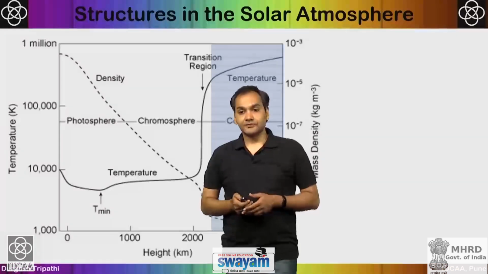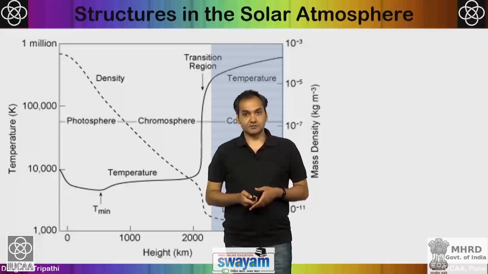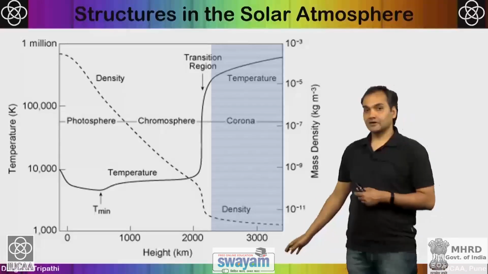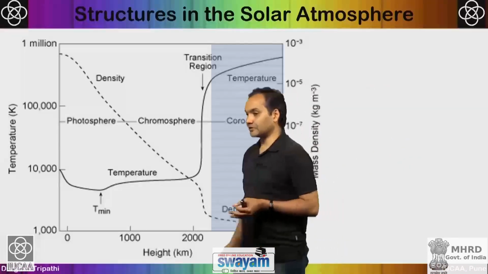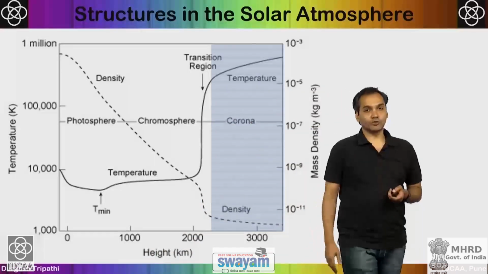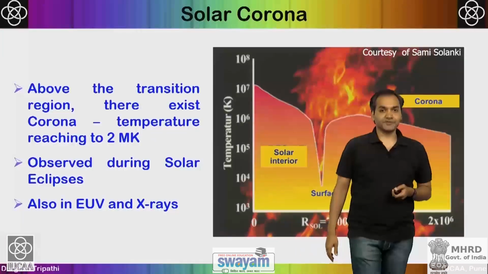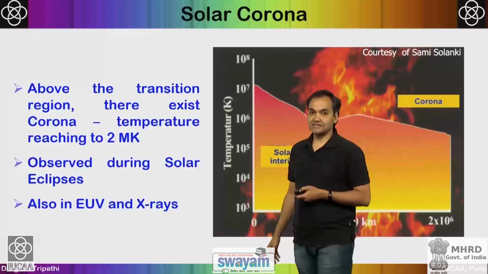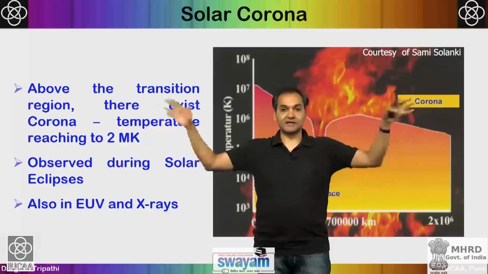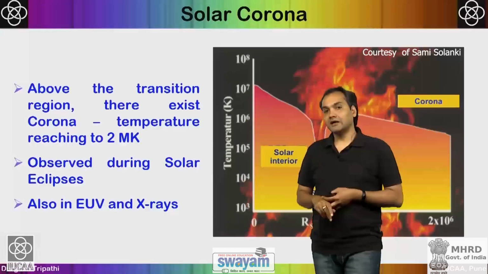Now, let us look into the corona, the uppermost region of the atmosphere, where you see that the density has completely depleted. Now, it is 10 to the power 7, 10 to the power 8 per centimeter cube, where the temperature has gone to a million degrees and more. So, above the transition region there exists the corona, with the temperature reaching up to about 2 million degrees. It is observed during solar eclipses. You saw those nice structures going around the occulted disk of the sun.